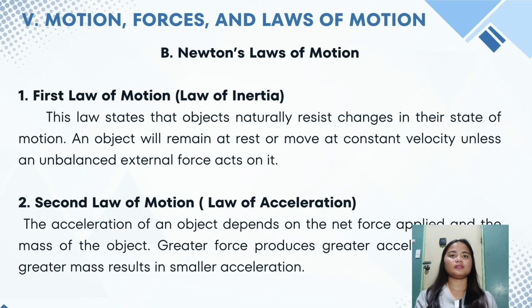Now, letter B, Newton's laws of motion. The first law of motion is the law of inertia. This law states that objects naturally resist changes in their state of motion. An object will remain at rest or move at constant velocity unless an unbalanced external force acts on it. So the law of inertia says objects naturally resist changes in their state of motion.